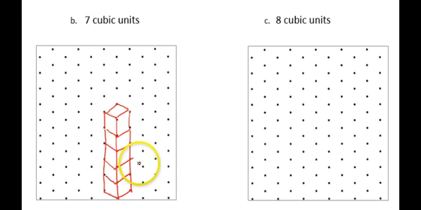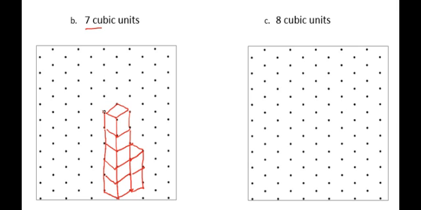I need 7, so that means I need to add 2 more cubes onto my figure, and I'm just going to add 2 more onto the back here. So you can see I have 5 cubes in front, 2 in back. That gives me my 7 cubic units.